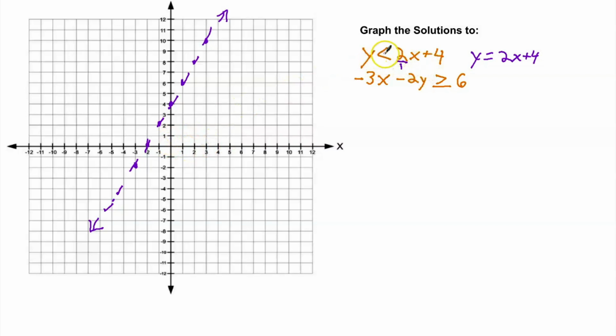Okay, so now we shade. We're told that y is less than 2x plus 4, which means all the y values below this line. So I'm going to shade in the color that I used for this line, all here, and I'm just going to draw straight lines like that.